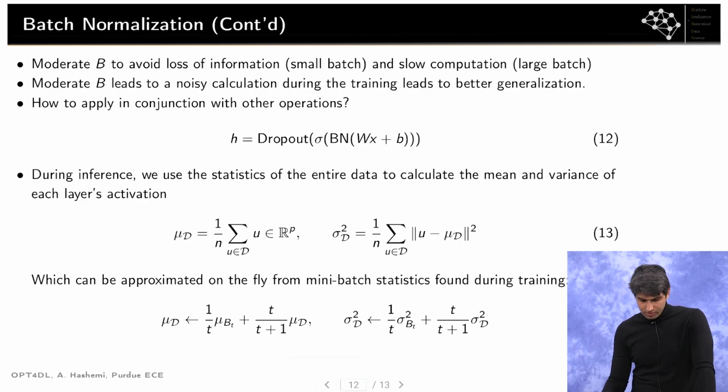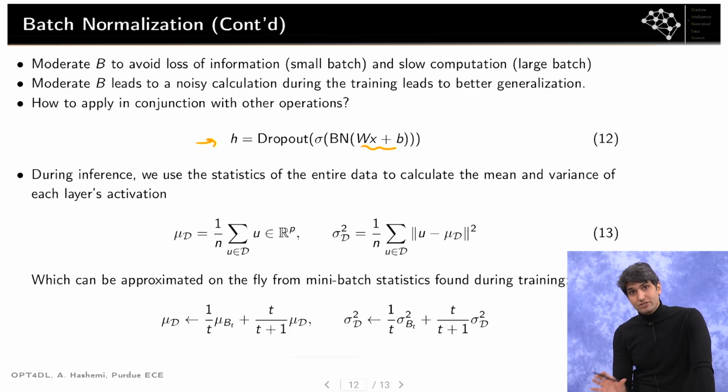Okay. All right. So now one question is, how do you actually use it in practice in conjunction with other operations? So here is the idea. Again, consider our multi-layer perceptron model. So we have W, the weight matrix, times X plus b. So this is going to be some vector for each X.